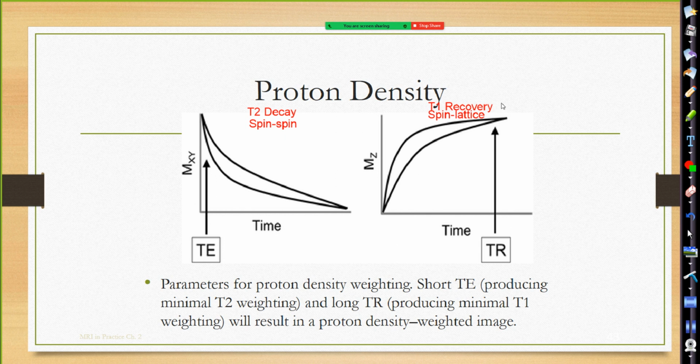Yes, Fawad? So what exactly is echo? Is it just the time, the rate at which our pulse is applied?